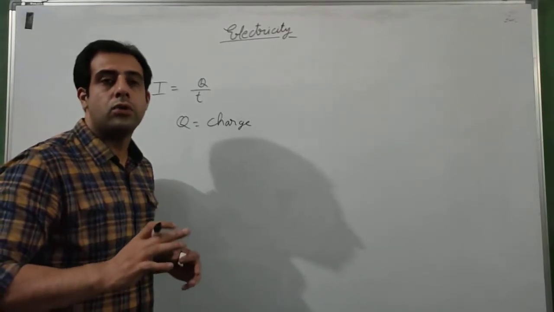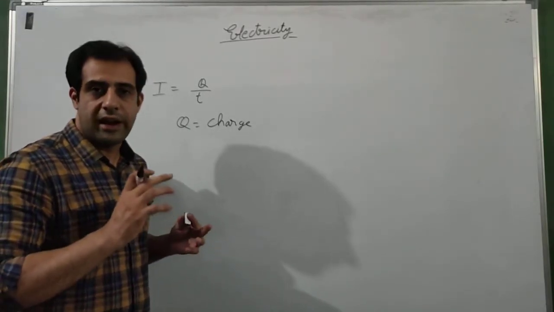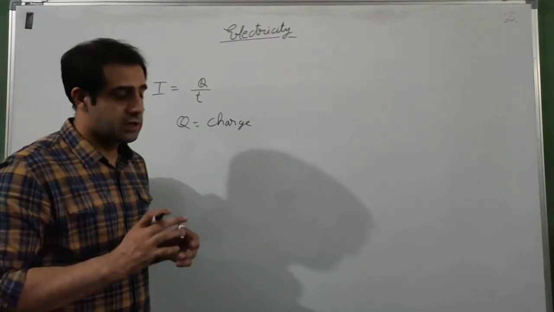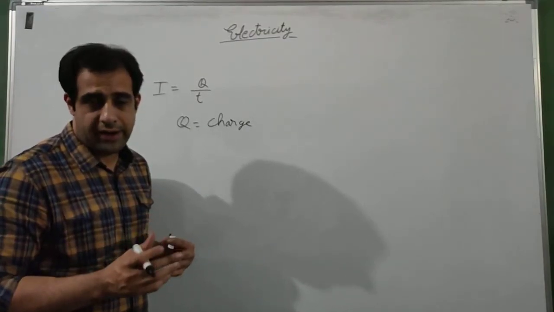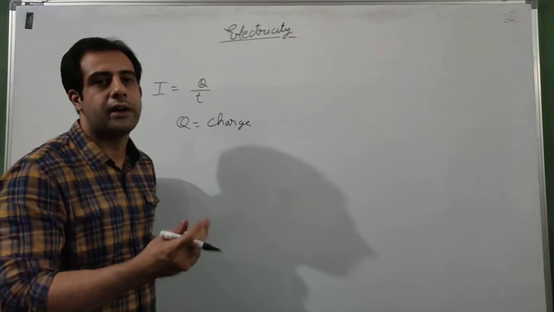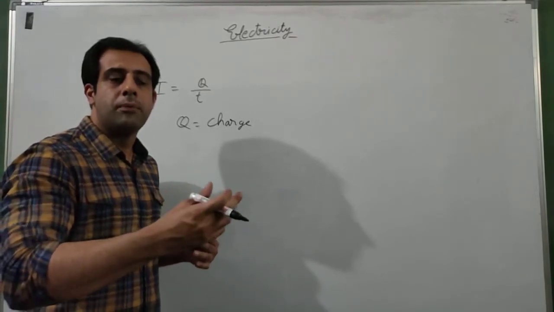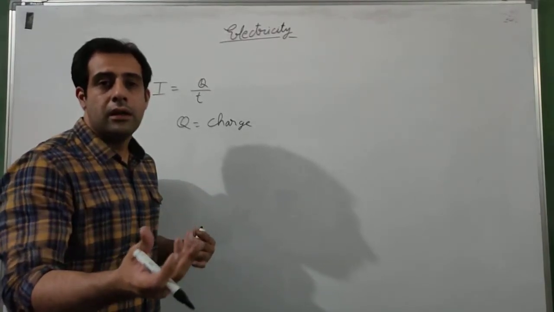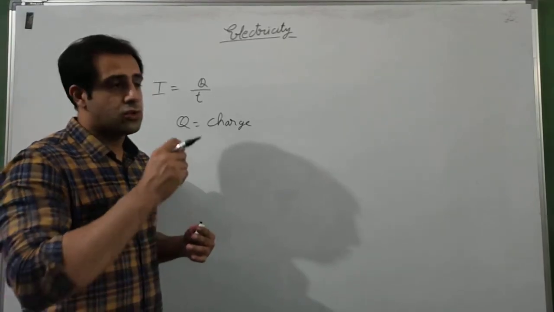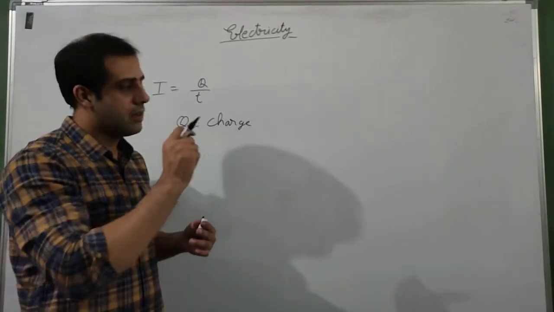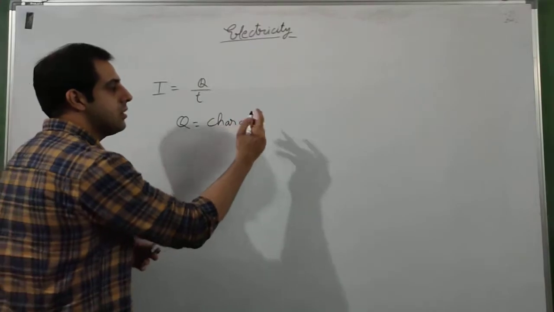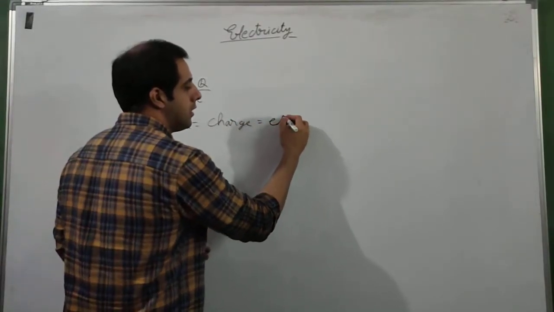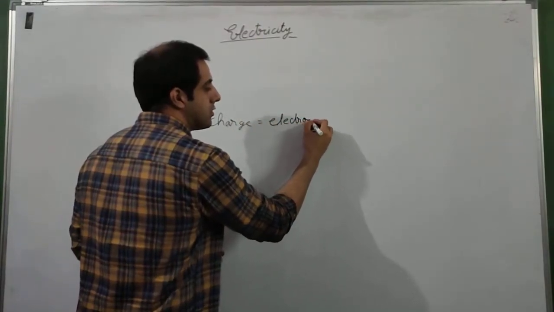I already told you that positively charged particles are atoms, and they cannot flow in a solid conductor because they are trapped due to interatomic electrostatic force of attraction. So only the free electrons travel. So charge here is equal to the charge on electrons.